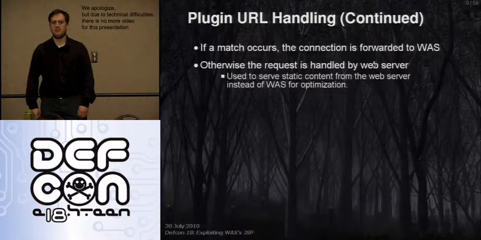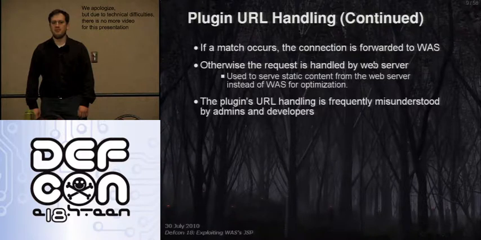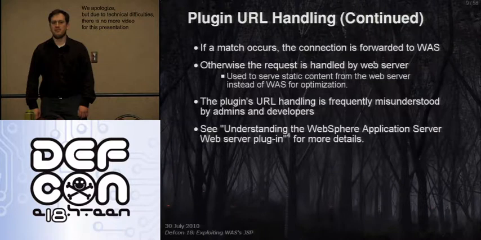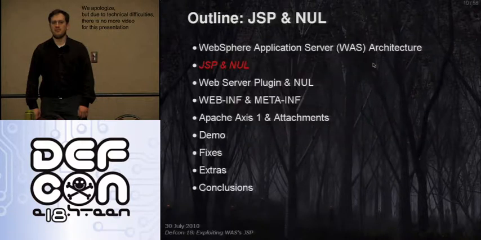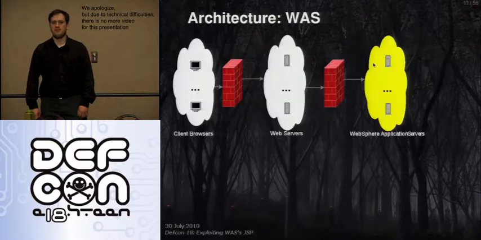The reason for this is it's usually used to handle static content from the web server as a speed optimization, so that the static content gets served by IHS or Apache instead of going all the way to WAS and being served from Java. So this is just frequently misunderstood. It's amazing how much I see it. If you're interested in more, there's a paper about it that IBM has that's referenced in the slides, which I recommend looking at. It's for an older version of WAS, but the plugin actually hasn't changed much in quite a while. So now let's talk about JSPs and how they handle null.